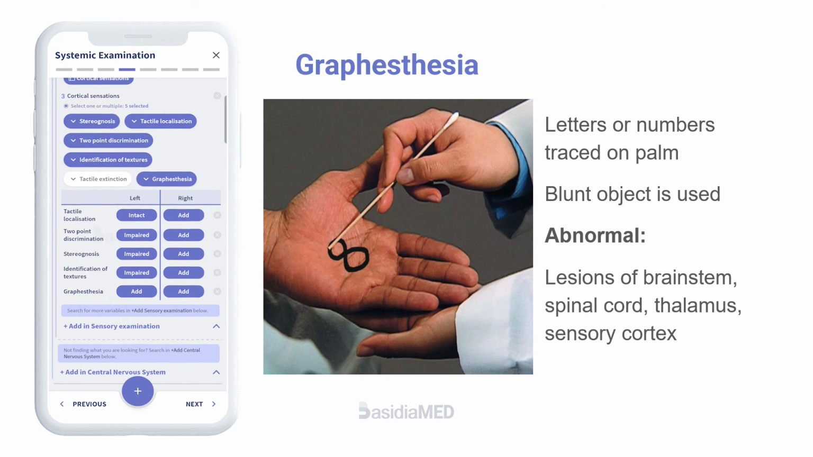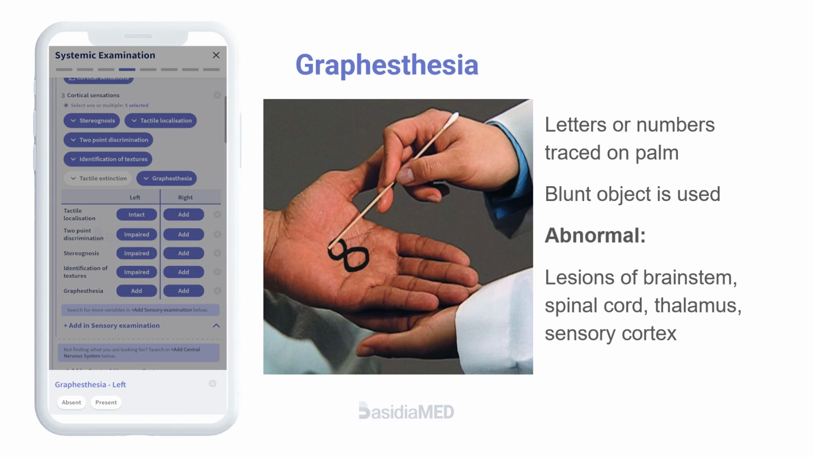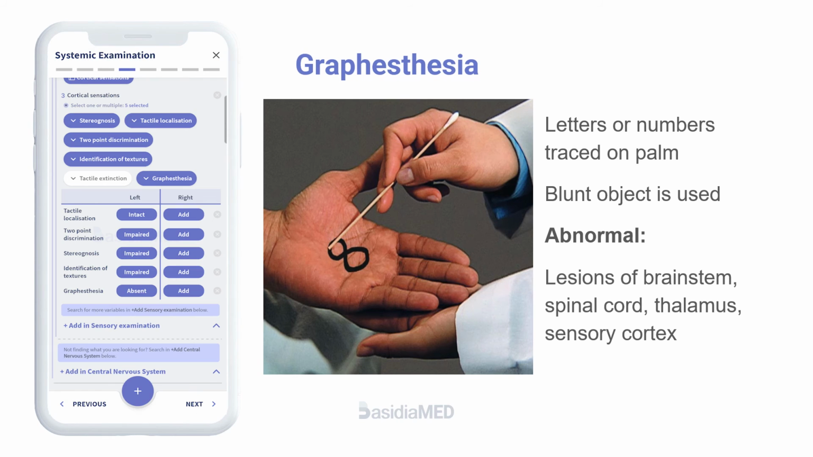Graphesthesia is the ability to recognize letters or numbers written on the skin with a blunt object. It is tested by tracing out letters or numbers such as 8, 5, and 4 on the patient's palm while his eyes are closed, and asking the patient to identify the number. 6, 9, and 3 are used as finer tests. Graphesthesia may be impaired in lesions in the brainstem, spinal cord, thalamus, or sensory cortex.